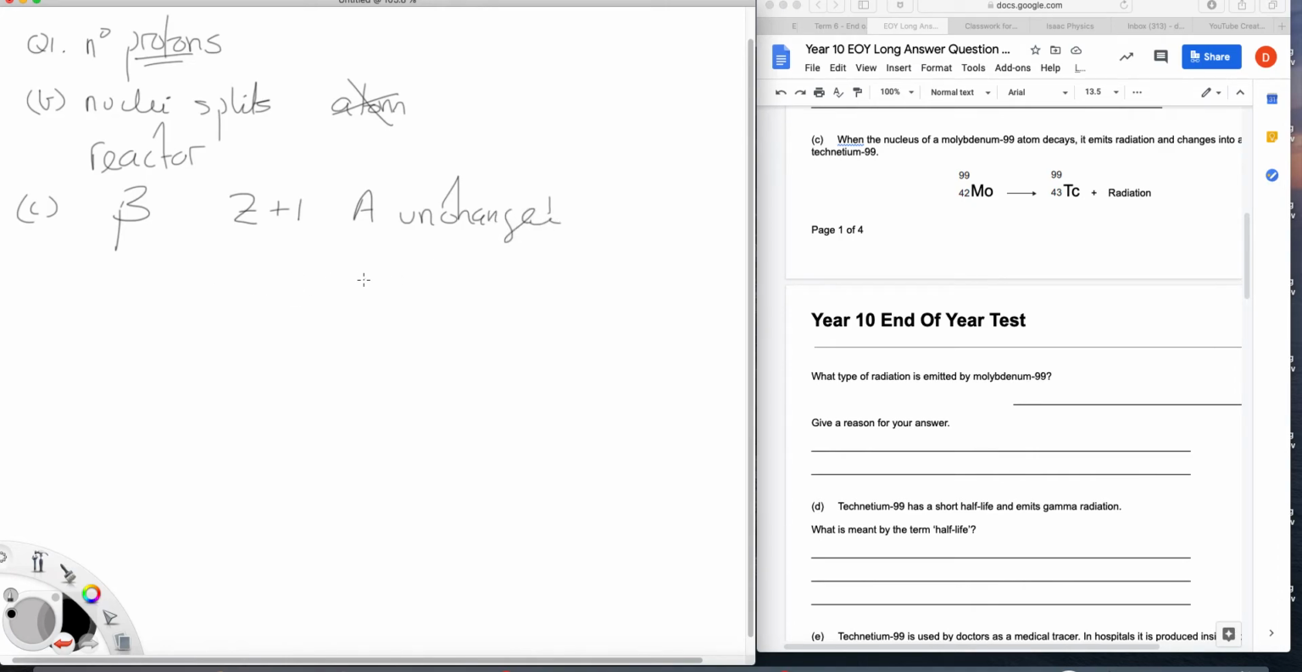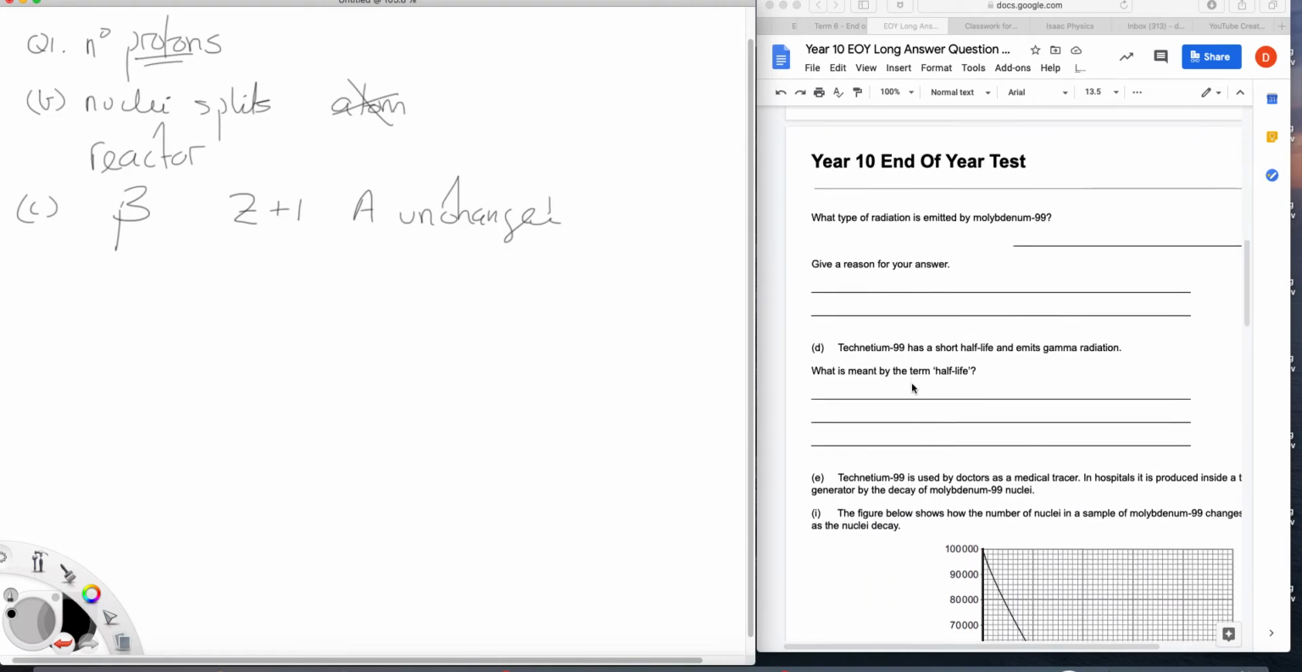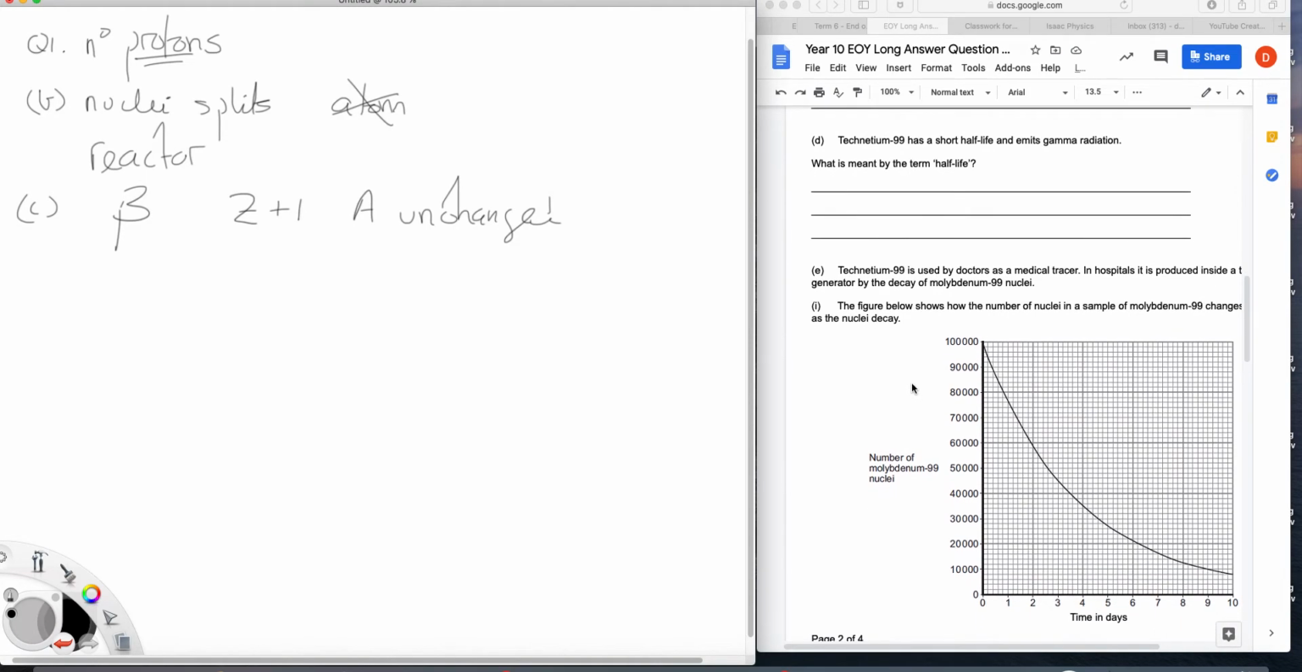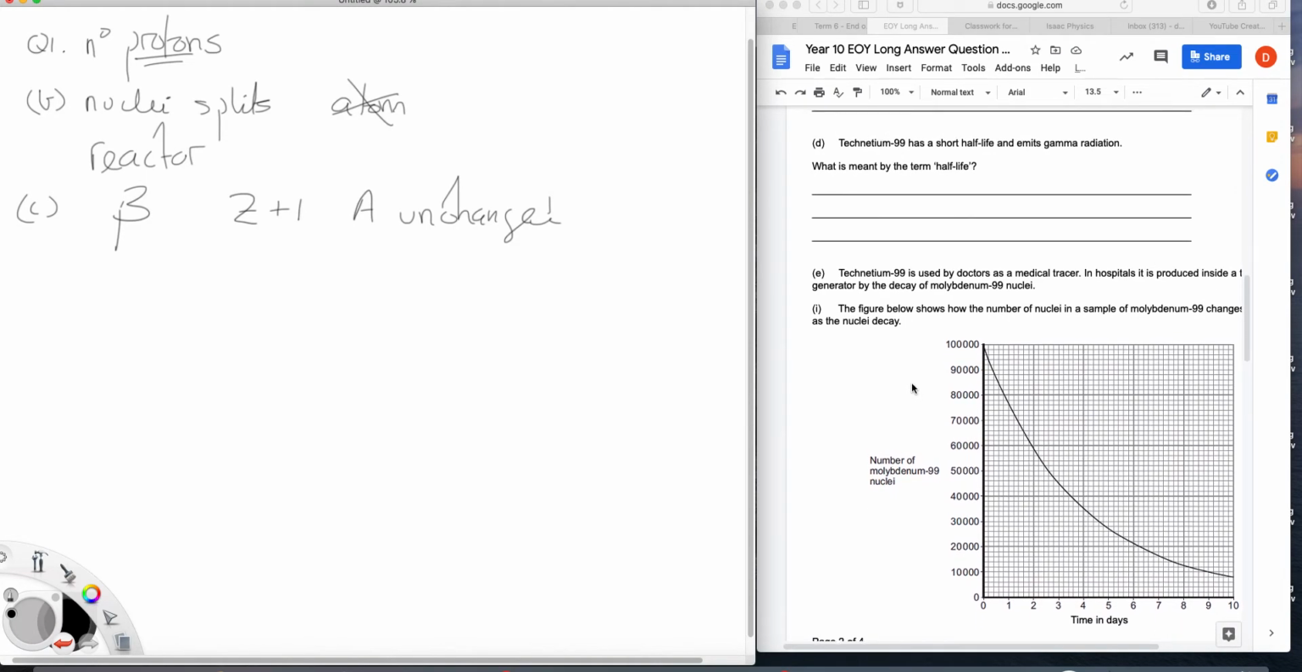That is the reason. Technetium-99 has a short half-life and emits gamma. What is meant by the term half-life? Well, I would always say it is the average time for half the parent nuclei to decay.